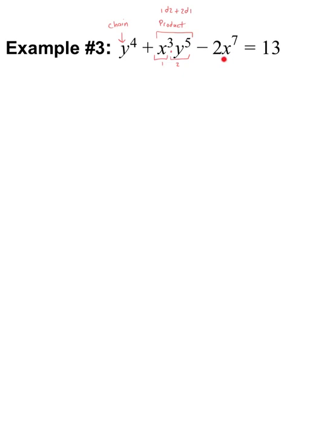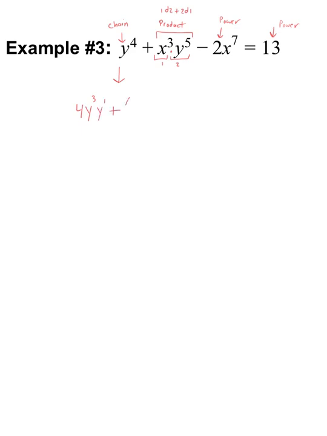This term has just an x in it, so that is just a power rule. And this term, 13, that is just a power rule. Okay, so let's go to work. The derivative of y to the 4th using the chain rule is 4y to the 3rd y prime.